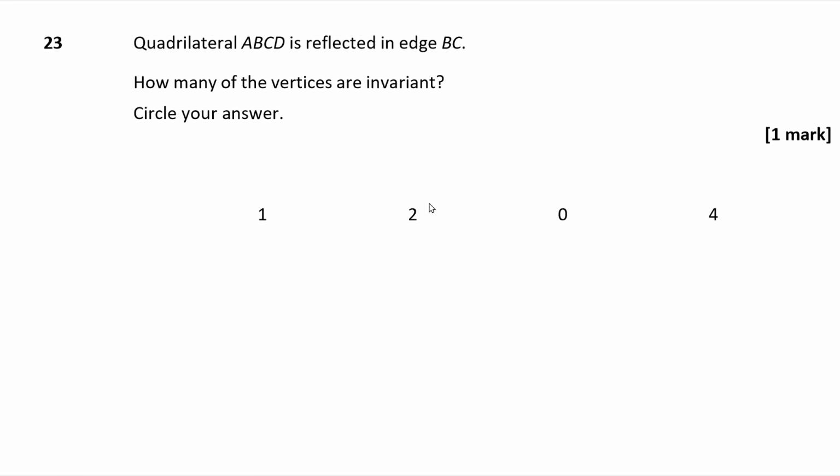Question 23. Quadrilateral ABCD is reflected in edge BC. How many of the vertices are invariant? Circle your answer. Okay, well, let's have a think about this. A, B, C, D. So BC is the mirror line. So it's going to be reflected in that mirror line.